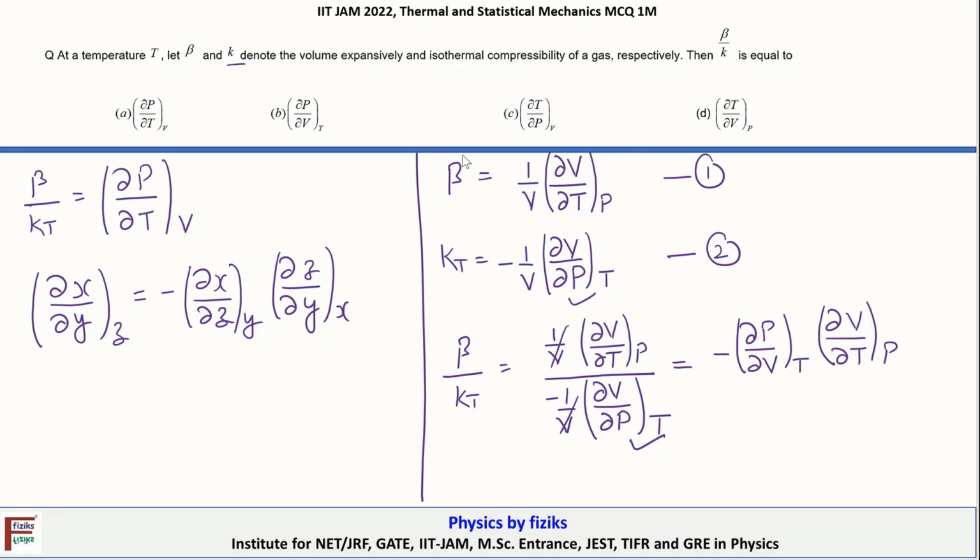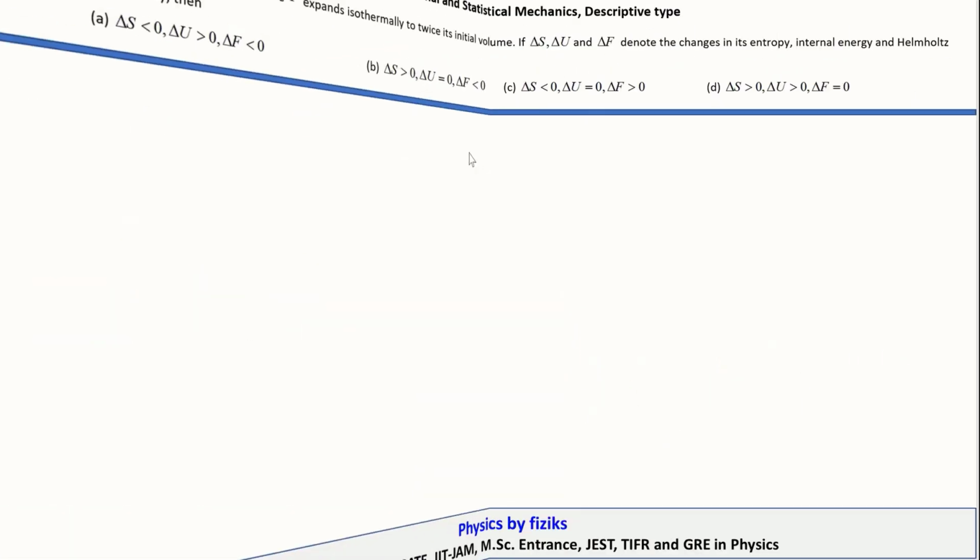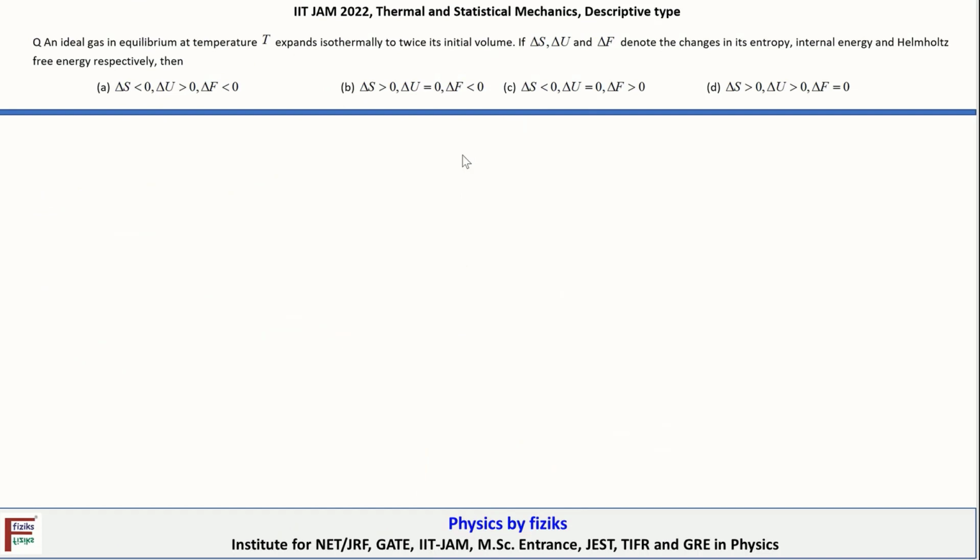So when we made use of this result here, we obtained beta by kappa T equal to dP by dT at constant volume. So that means the correct option here is dP by dT at constant volume. Okay, this one, A. So therefore A is the correct option here. Now let's continue with the next question.